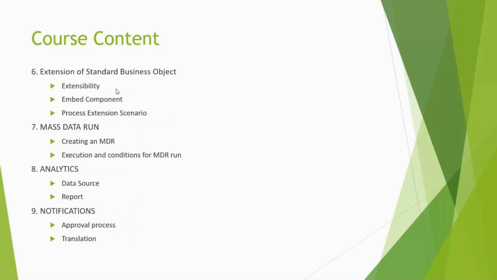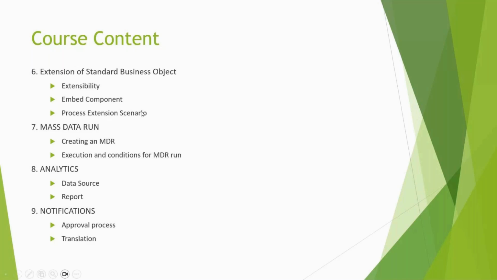So next, we will also cover the extensibility part for the standard business object, the extension of the fields, and if we have to create any embedded component to show those fields in some other places, we can cover those. Then we will have this process extension scenario.